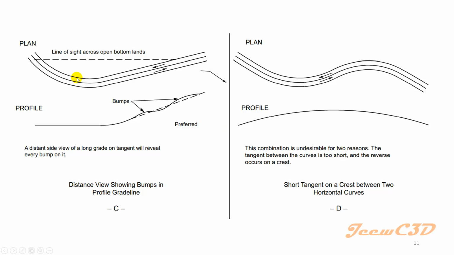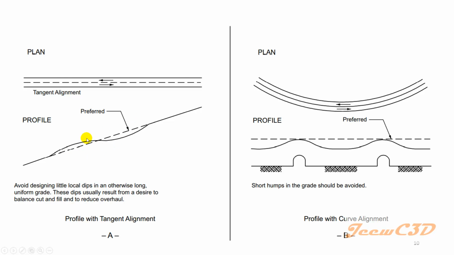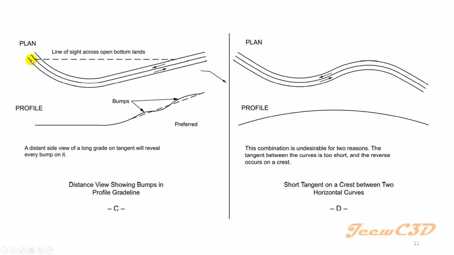Then you have this one. You have a curve here and a straight here in your horizontal alignment. In the profile you have lower ground here and high ground here. If you have vertical curves like this, as in the initial example, the vehicles coming from this side, according to this image, will feel unpleasant bumps on the road if you design the profile like this. So instead you can have a single grade.